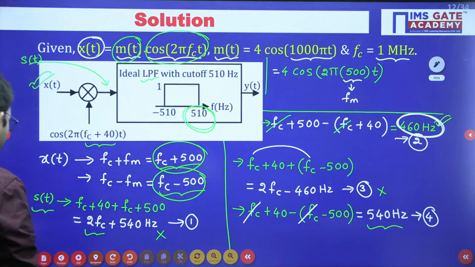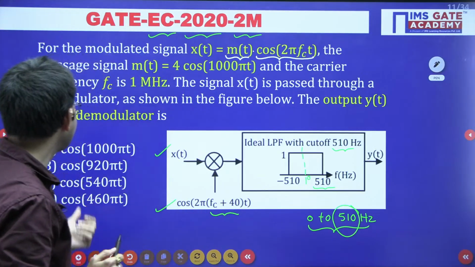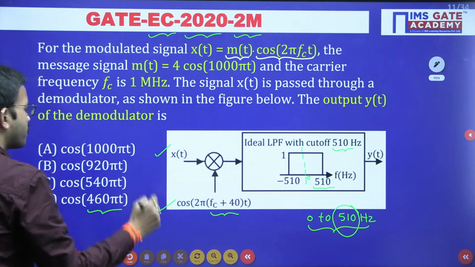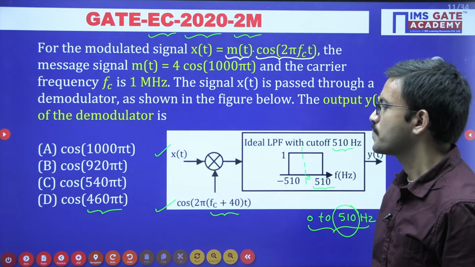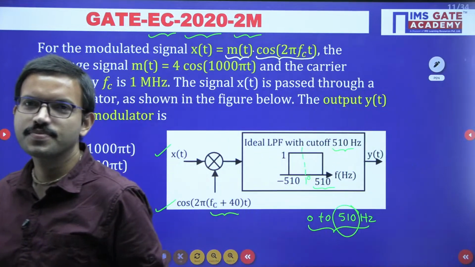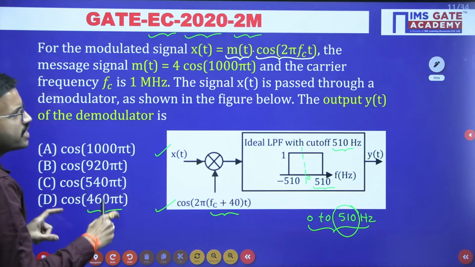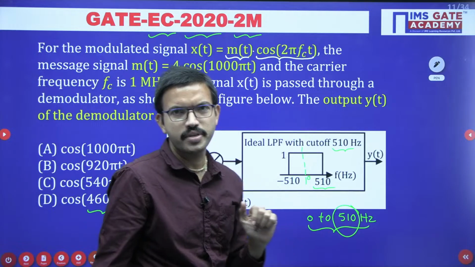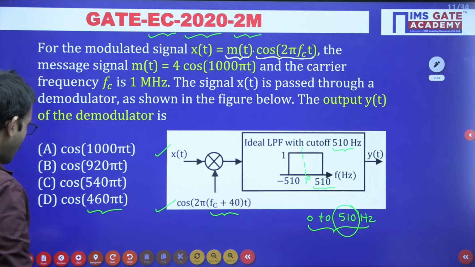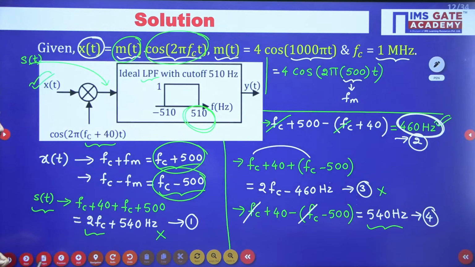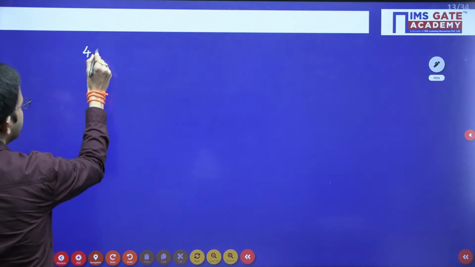Now you are getting 460 Hz. The moment you got 460 Hz, some of you in the GATE exam, in hurry, directly choose this option, whether option D is correct. Is it correct or not? It is not correct. Why? Because here you are having the format like what? Cos 2 pi ft format. But here directly that value you are getting 460 pi t. But now what you have to consider? You are getting 460 Hz.